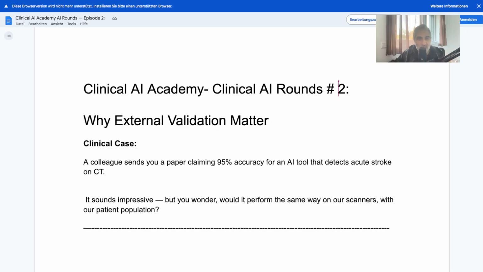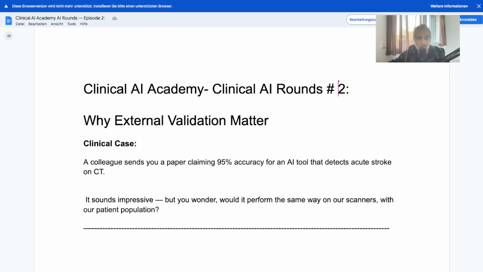So when the same algorithm is tested on data from another hospital, let's say that it has never seen, with different imaging protocols, different population characteristics, usually the performance drops. And this is the external validation. And actually, this is the most important step before clinical use.